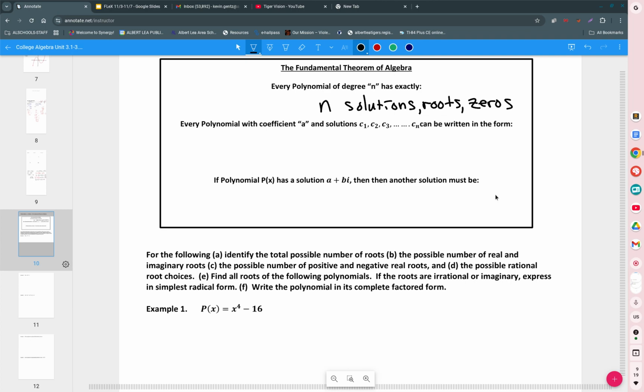So this one has degree 4, so it has 4 solutions. It would be great if we could just say that, but there's other pieces we would like to say with it. One thing we'd like to say is that if a polynomial has a coefficient of a, every single polynomial can be written of this form: a times (x minus c sub 1), (x minus c sub 2), (x minus c sub 3), and so on, (x minus c sub n), for those n solutions. The solutions to the polynomial are c sub 1, c sub 2, c sub 3, and so forth.